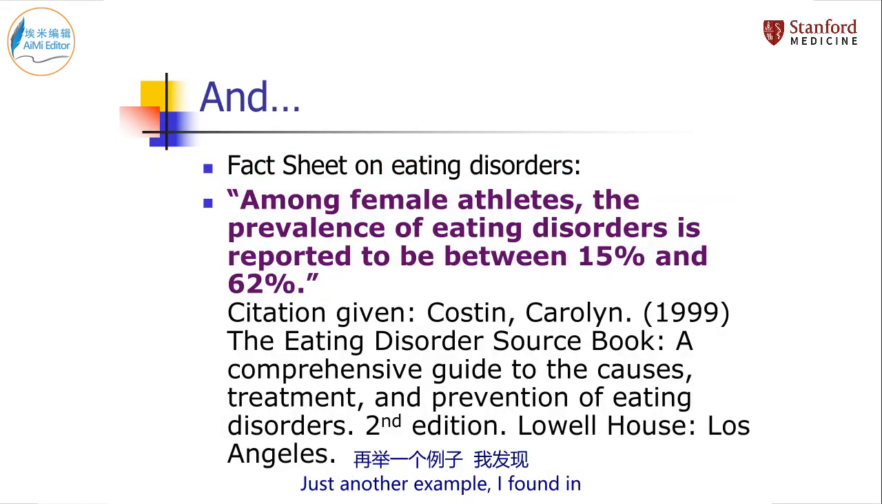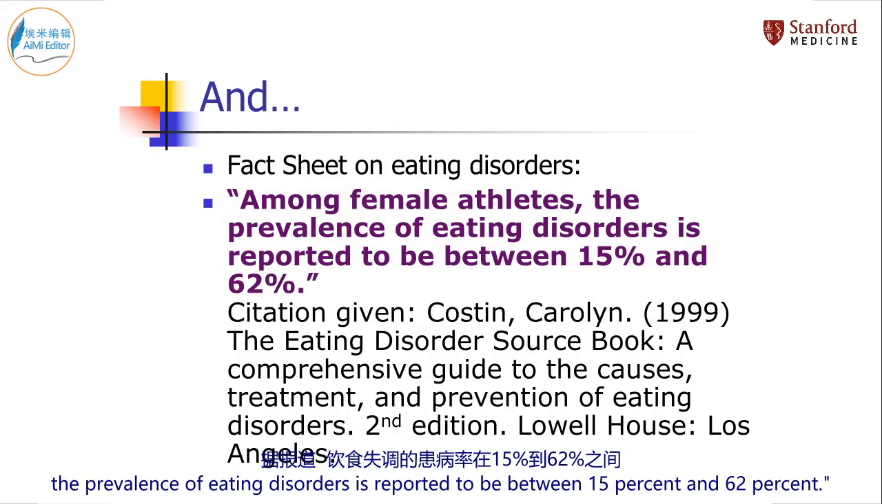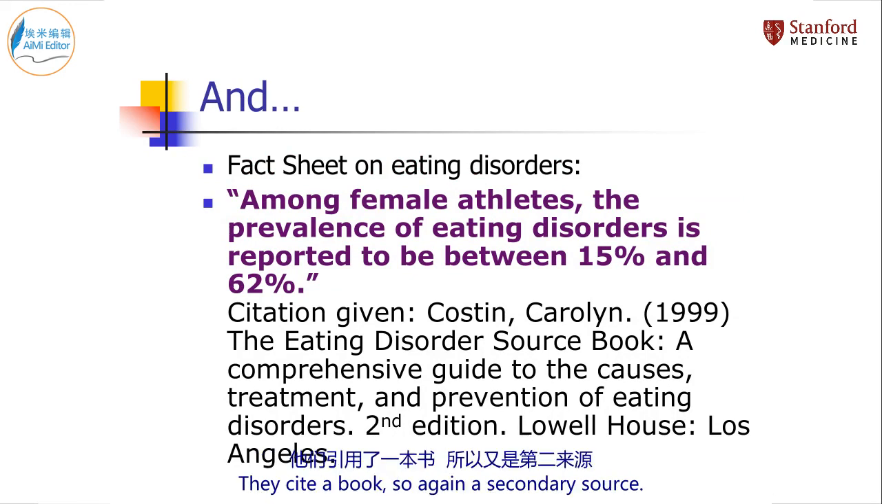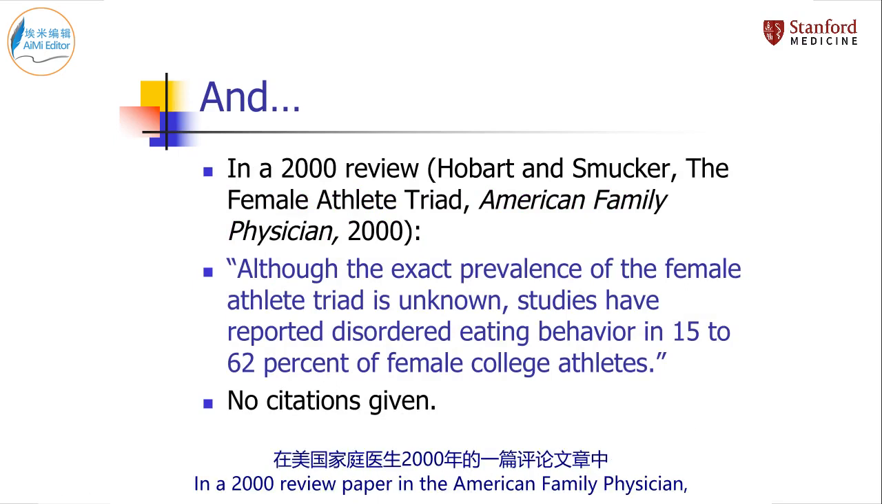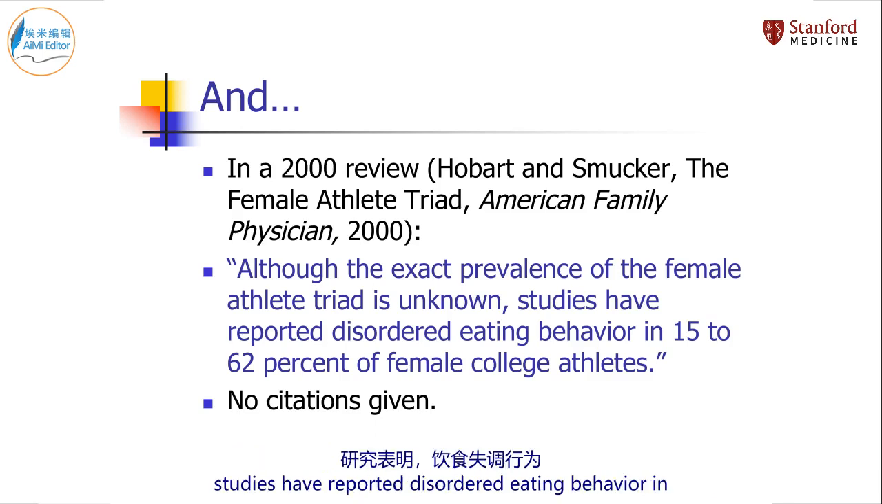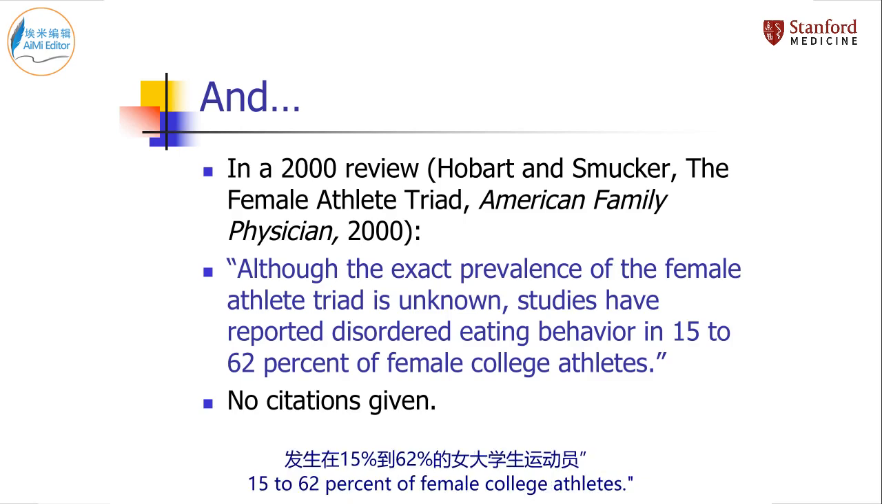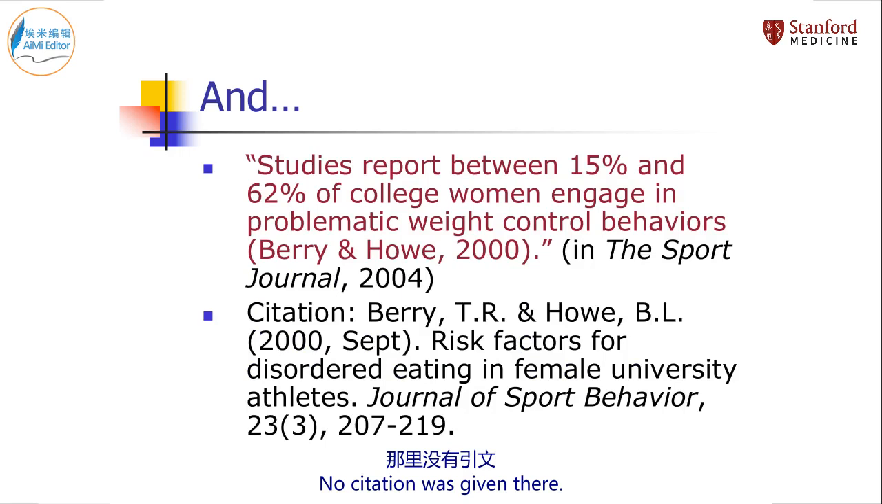Just another example, I found in a fact sheet on eating disorders: among female athletes, the prevalence of eating disorders is reported to be between 15% and 62%. They cite a book, so again, a secondary source. In a 2000 review paper in the American Family Physician, they say, although the exact prevalence of the female athlete triad is unknown, studies have reported disordered eating behavior in 15 to 62% of female college athletes. No citation was given there.